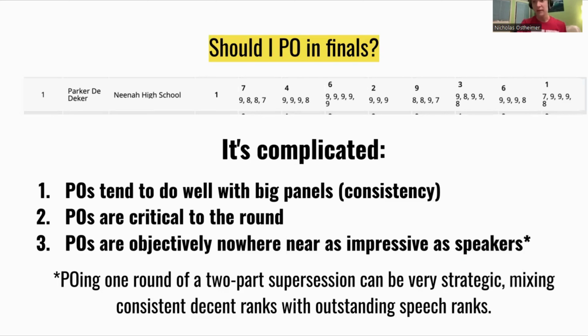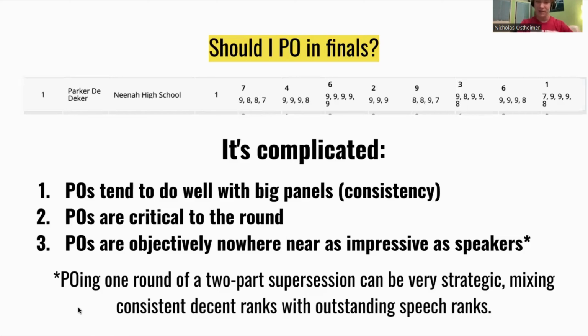Look at Parker DeDecker's scores from serving as the presiding officer in 2022 House Finals. 1, 7, 4, 6, 2, 9, 3, 6, 1. Those are absolutely the kind of ranks that you win a tournament that has a big panel with. Because look, only a single 9. If there's only a single judge that thinks you didn't deserve to be ranked in that round, that's looking really, really well for you. Not only that, but Parker got two 1s from judges that thought the presiding officer deserved to be the person to win the tournament.